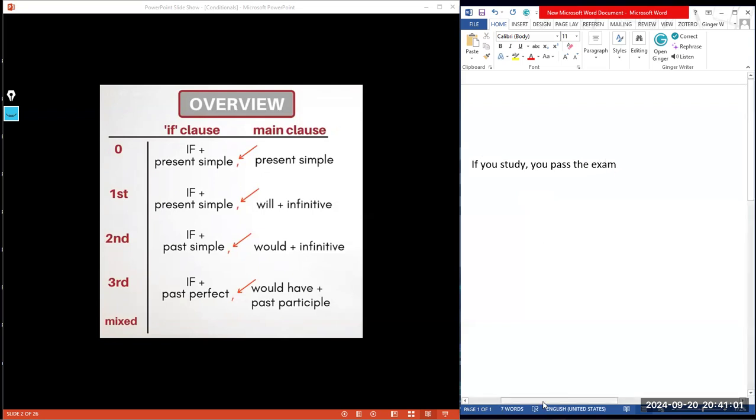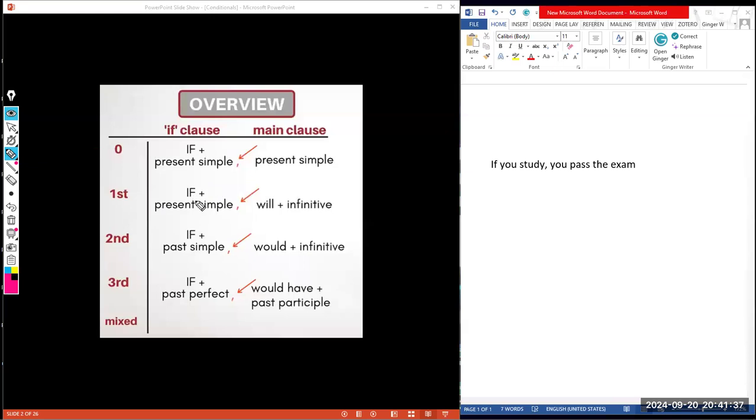Okay, now let me try to show you the rule again concerning this example. So this is the if that we have in the if clause. The simple present tense: study is in the simple present tense. This is the comma to separate the if clause from the main clause. This is the simple present again, and pass is in the simple present. So this sentence is in zero conditional.